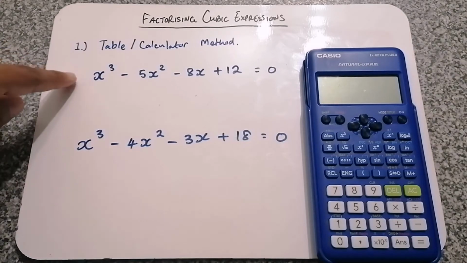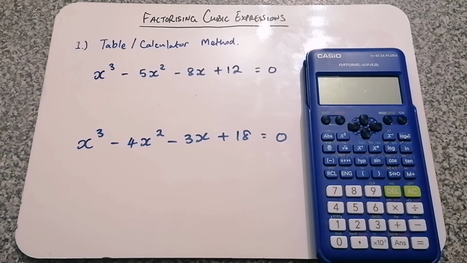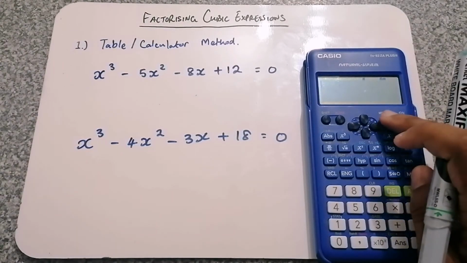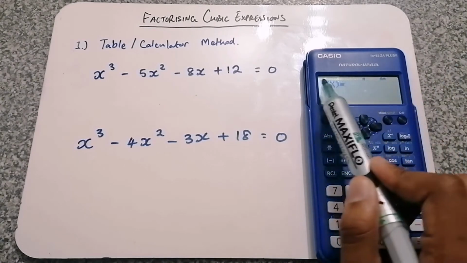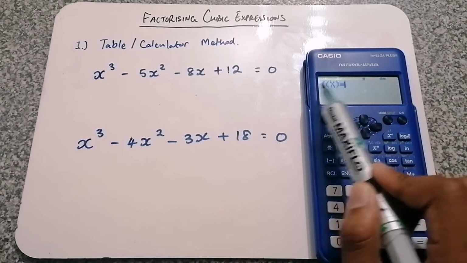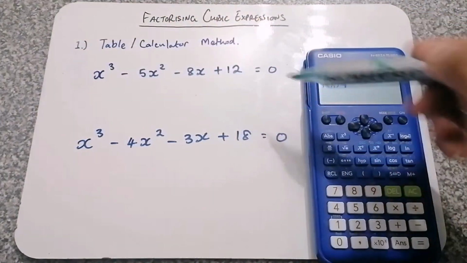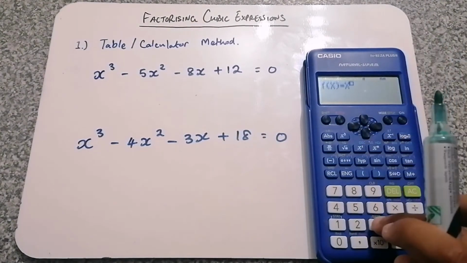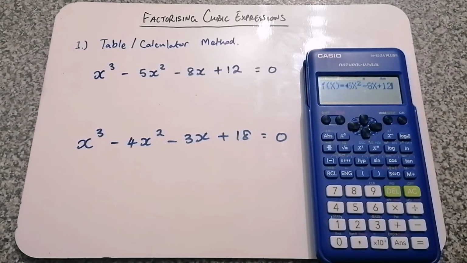So looking at this first example, x cubed minus 5x squared minus 8x plus 12 is equal to 0. You want to start by turning on your calculator, go to mode, and then press 3 for the table mode. Your calculator should show you an fx equation, so fx is equal to, and there you just punch in the expression that is shown here. So alpha, close bracket, gives you the x, and you cube that, and then just continue to punch in the entire function. Then when you've done so, press equal to.